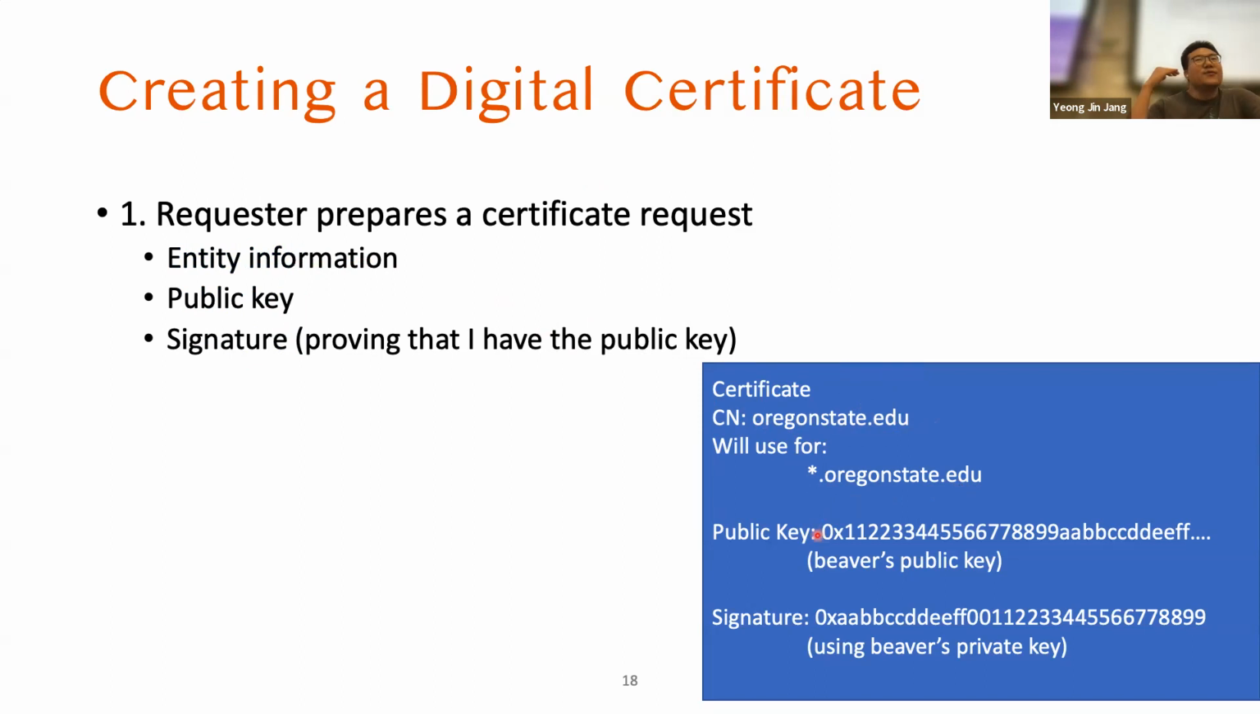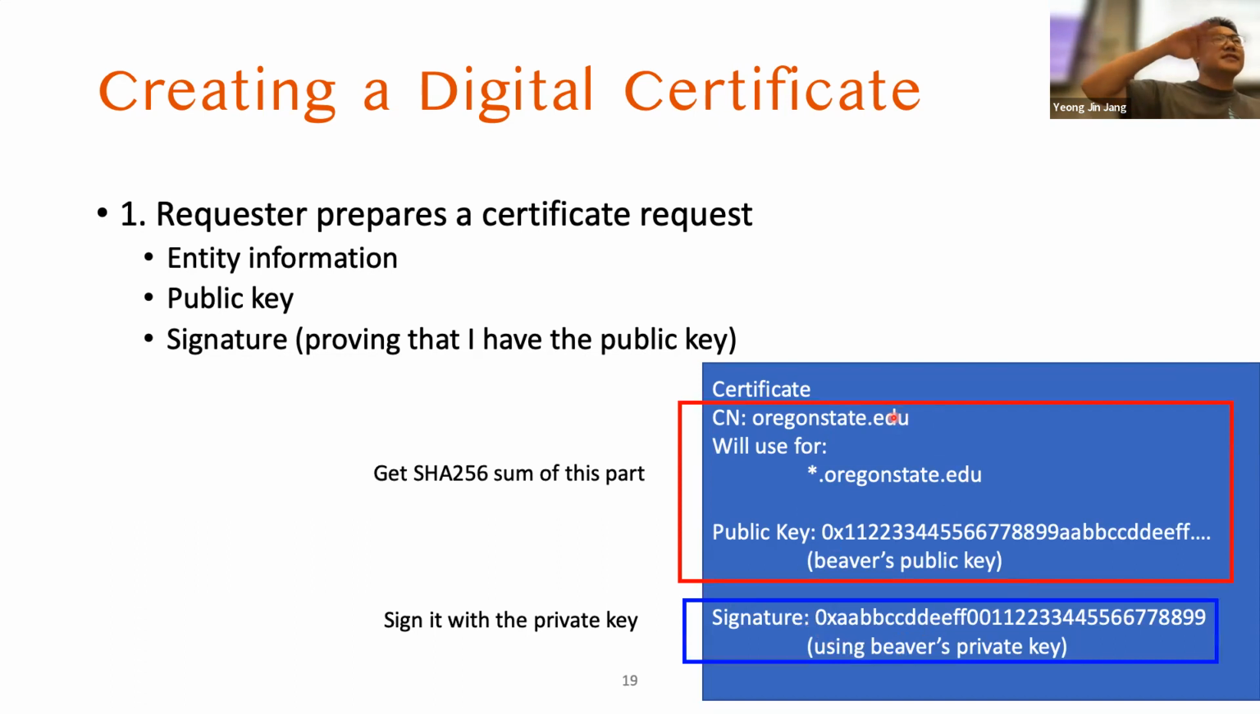And then we need to put our public key in there, and also a signature of it using our private key. So how can we generate the signature? Except for the signature part, we just fill in the information. After finishing the form, you can regard this as form filling, we get the SHA-256 sum of this part, and then we sign that hash checksum using the Beaver's private key.